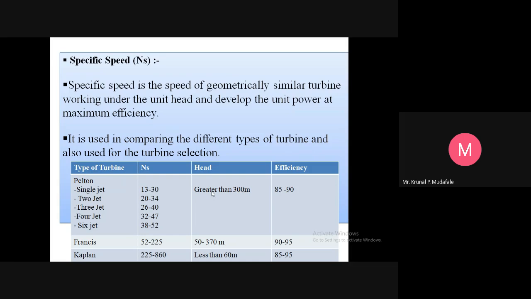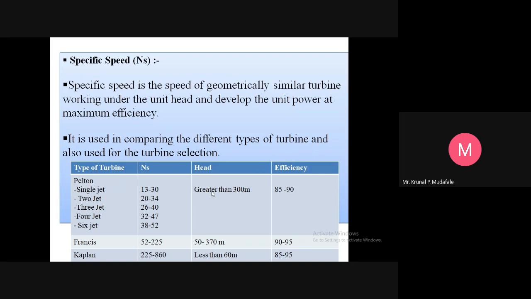As we know, the head available, called the specific head, is greater than 300 meters. In terms of efficiency, the average efficiency of the Pelton turbine is nothing but 85 to 90%. But as compared to the other turbines, what are the different parameters for the Francis and compared to the Kaplan also.